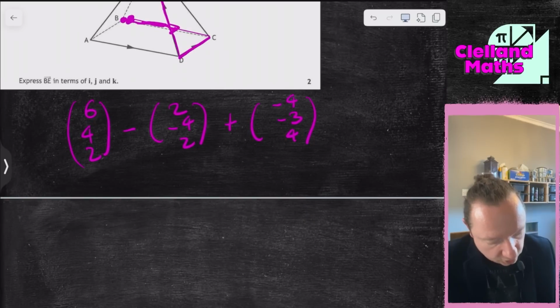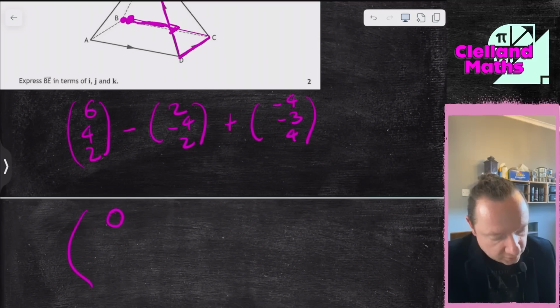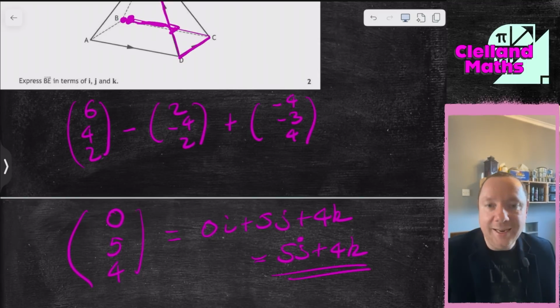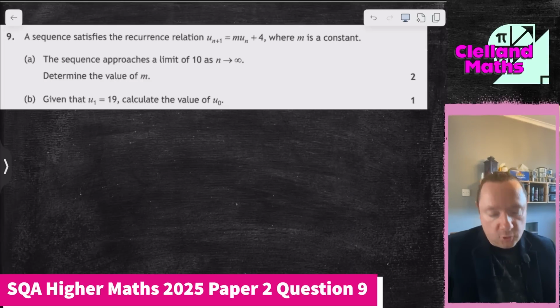So work out my numbers. 6 minus 2 is 4. Minus 4 again is 0. 4 minus minus 4 is 8. 8 minus 3 is 5. 2 minus 2 is 0, plus 4 is 4. So in ijk form, I've got 0i plus 5j plus 4k, which you can just write as 5j plus 4k. And you're done there.